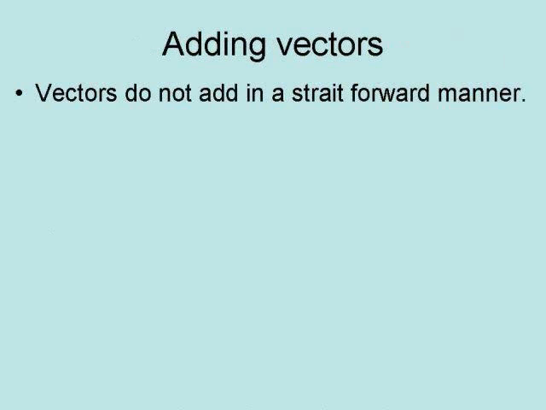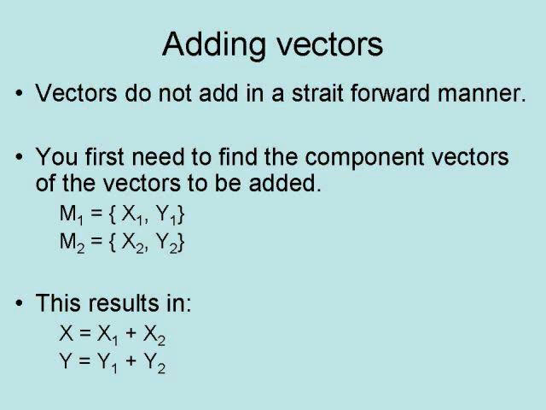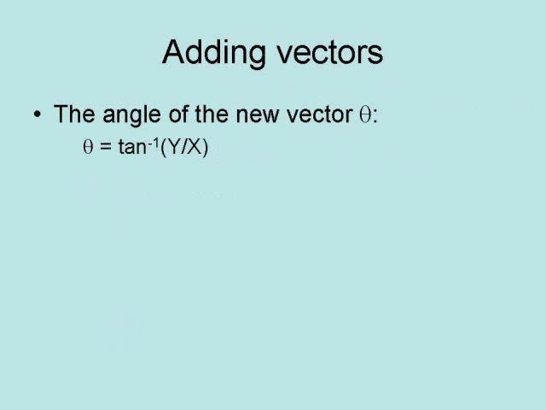Now, vectors do not add in a straightforward manner because you have to consider both their direction and magnitude. You first need to find the component vectors of the vectors to be added. In this case, we have m1 with component vectors x1 and y1, and m2 with component vectors x2 and y2. This results in a simple addition of magnitudes such that x equals x1 plus x2 and y equals y1 plus y2.